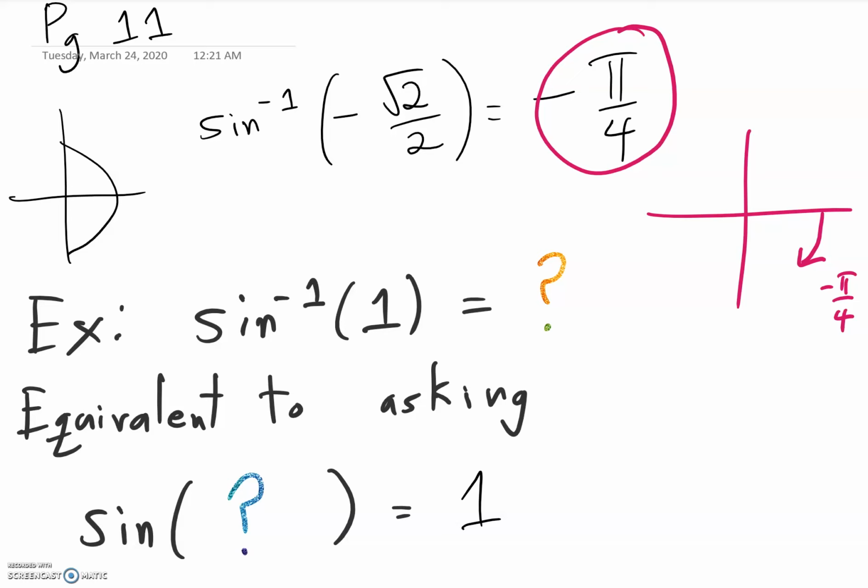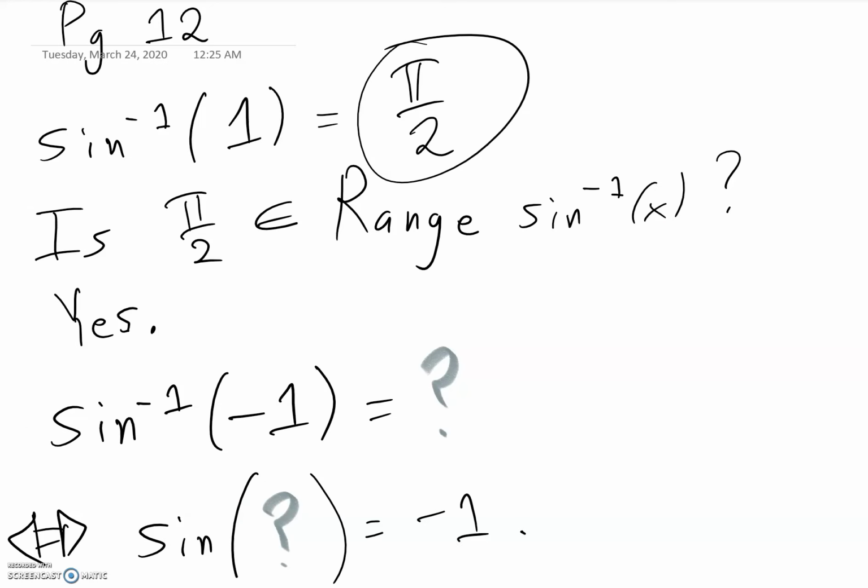Let's look at another problem. Sine inverse of 1 is equal to something. So this is equivalent to asking sine of what angle equals 1. I'm going to say this again. You know I'm going to say this a lot throughout the semester. The way my trig functions work, I plug in an angle. My output is a ratio of two sides of a right triangle. The way my inverse trig functions work is I plug in a ratio of two sides of a right triangle. My output is always an angle. The output of your inverse trig functions are always angles. So sine inverse of 1 is pi over 2. Pi over 2 is in fact inside the range of sine inverse. So this is our answer, and it's circled.